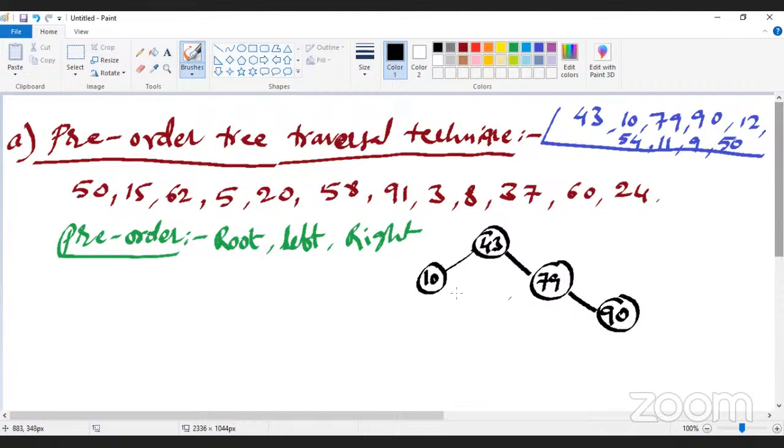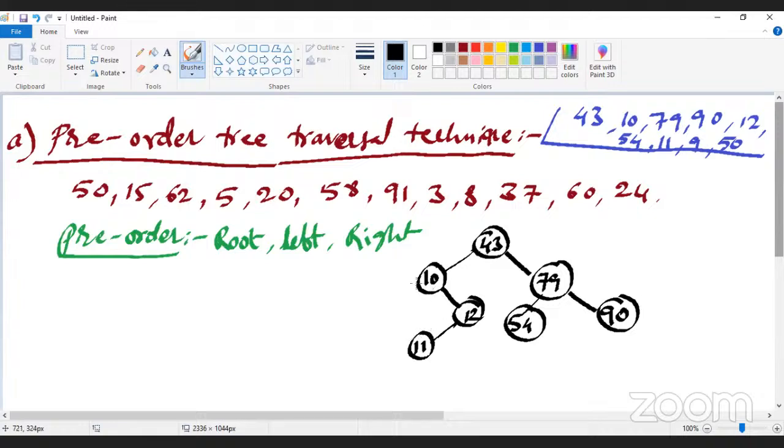Next, 12. 12 is right to 10. Left side, 54. 54 is left to 79. Next, 11. 11 is left to 10. Left to 12. 12, sorry.